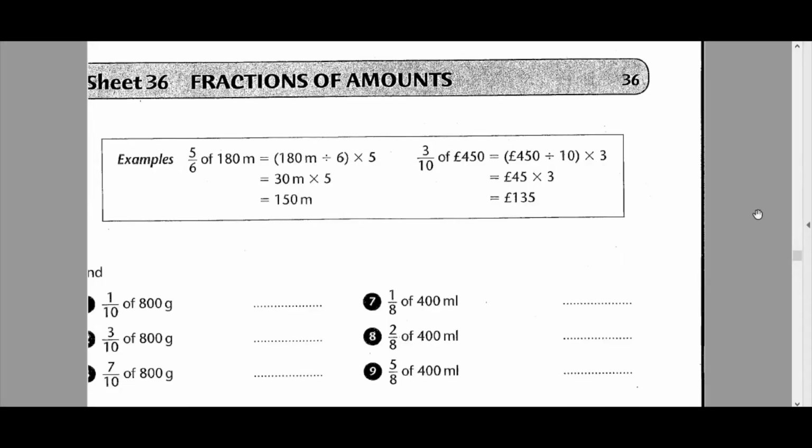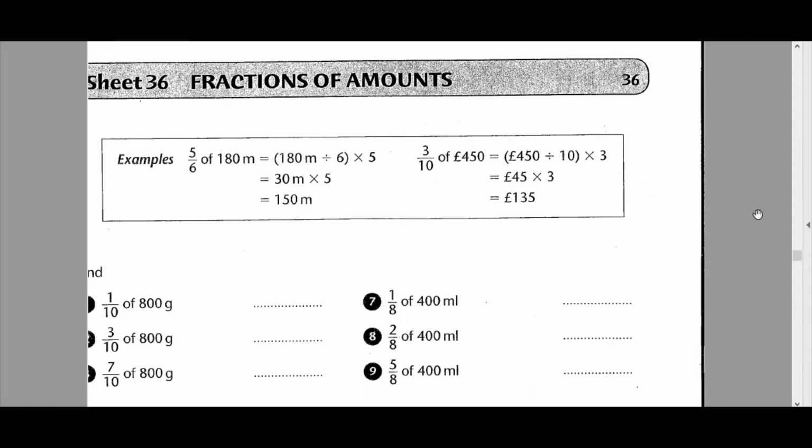Hi Year 4. This week I'm going to talk you through some of the questions that you've got on your sheets that you've been set. You've got fraction sheets this week, sheet 36 and 37. I'm going to talk you through some of the questions on there, and also talk to you a little bit about decimals, because you've got a question involving counting in decimals as well.